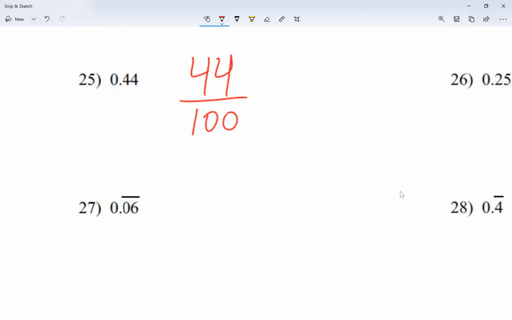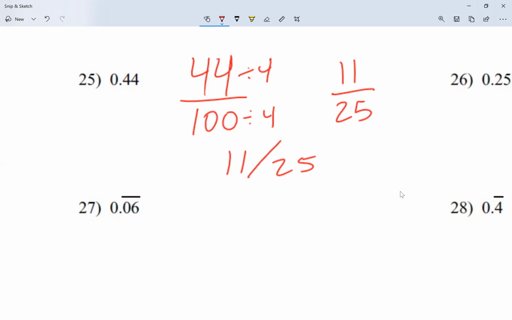Now, 44 and 100, I see I can divide each by 4. I could also divide it by 2, but I'm going to choose 4. The biggest number I can divide it by, the better. So 44 divided by 4 is 11. 100 divided by 4 is 25. So 11/25. And then I ask myself, can I simplify even more? Nope. In this case, I cannot. So my answer would be 11/25.